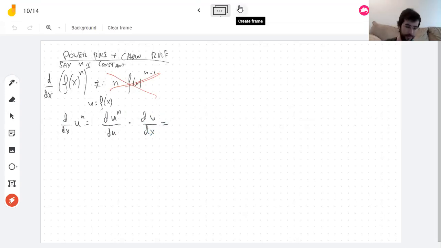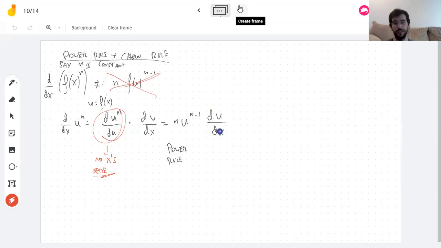And I can use the power rule here because now I just have u elevated to a power, and I'm taking the derivative with respect to u. Notice how I'm taking this derivative: there's no x's in there. If there's x's in there, that means I'm doing things wrong. The power rule says that this derivative is n u to the n minus 1. And now I have du dx. So this is how the power rule actually works when you have anything to the power of a constant. The exponent still has to be a constant. We'll see how to do it when it's not a constant, but we don't know yet.